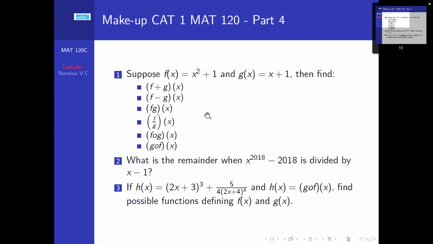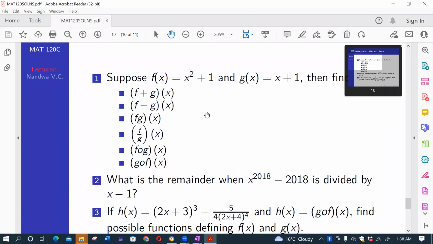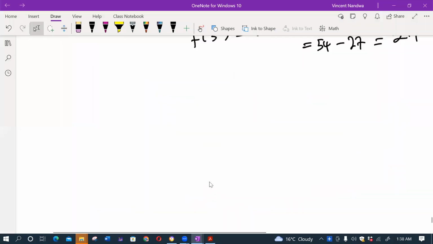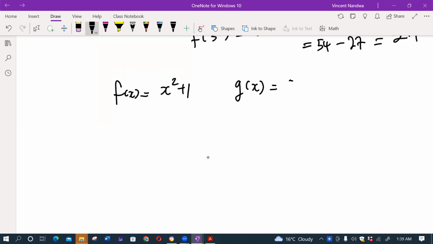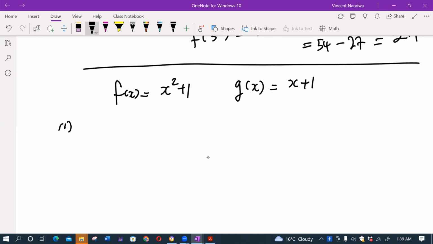Let's work out the solution for this. So we have f of x given by x squared plus 1, g of x given by x plus 1. So first is to find f plus g, which simply means f of x plus g of x.